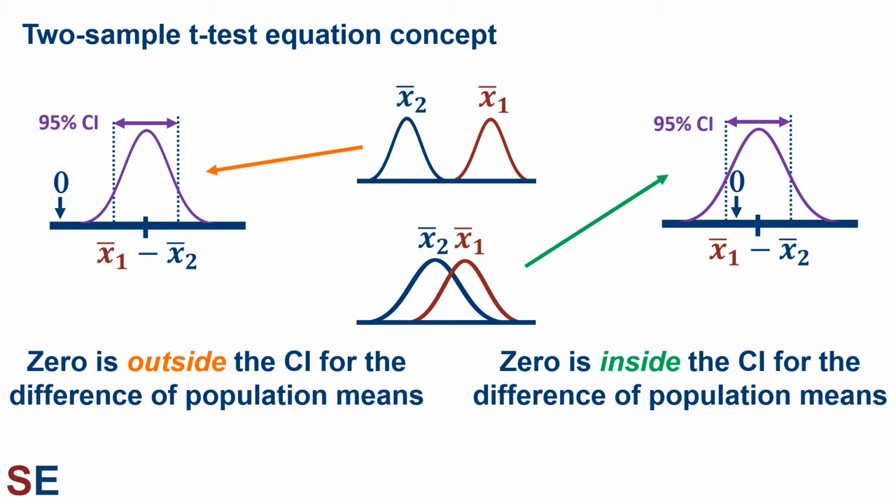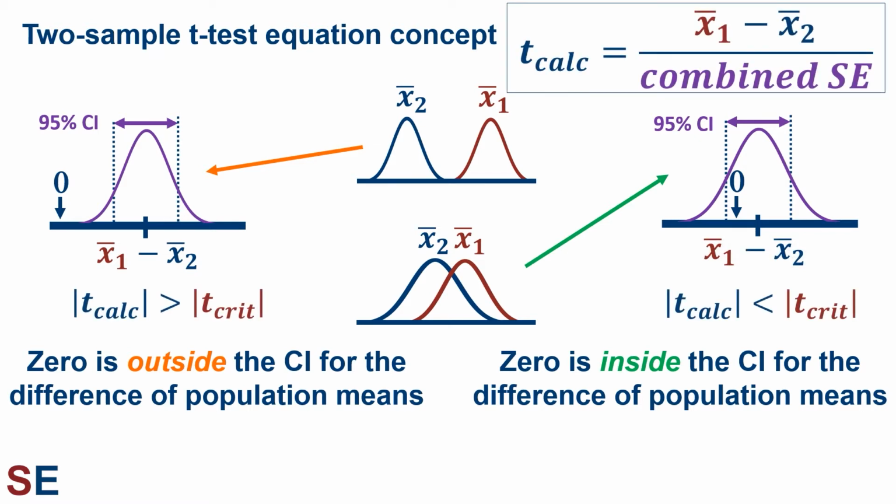Instead of actually creating these confidence intervals and doing this visual comparison, we calculate a t-value which represents the difference between the sample means relative to the width of the distribution. When the t-calculated value exceeds a critical value, that corresponds to situations when the confidence interval would not include the 0, but small t-calculated values tend to be when the confidence interval would include the 0.